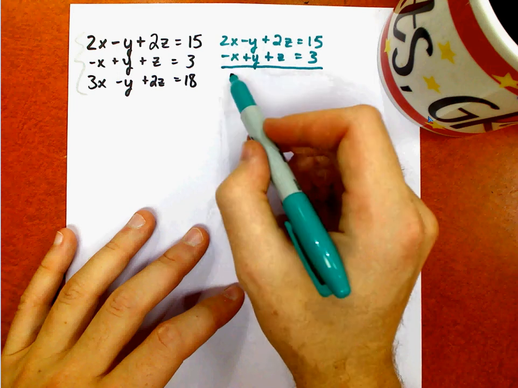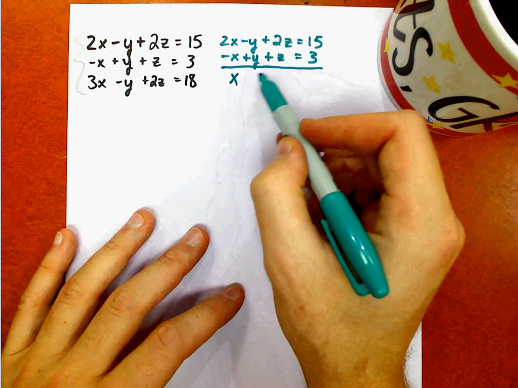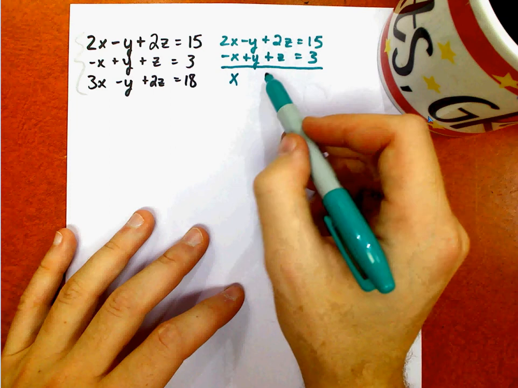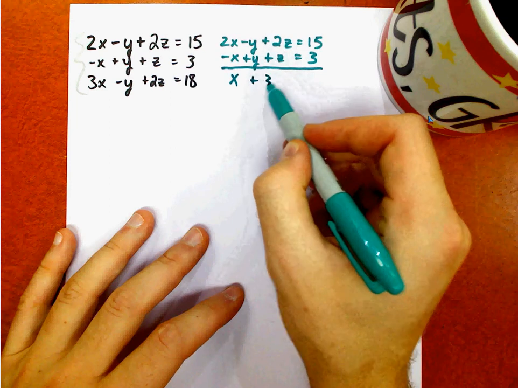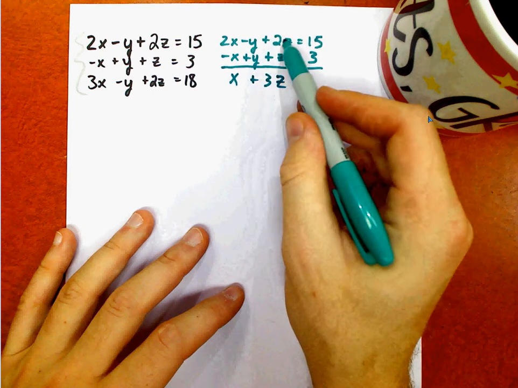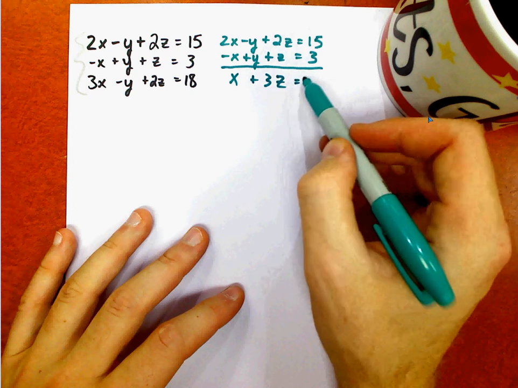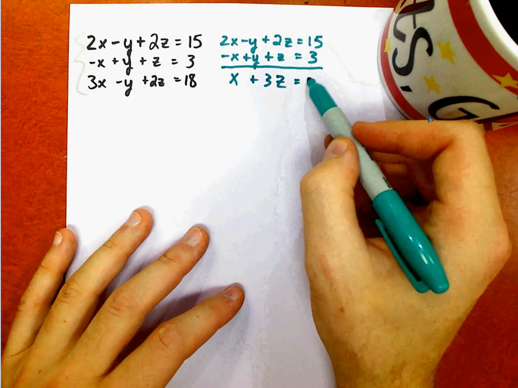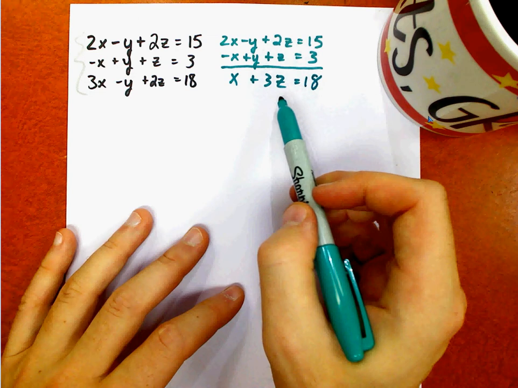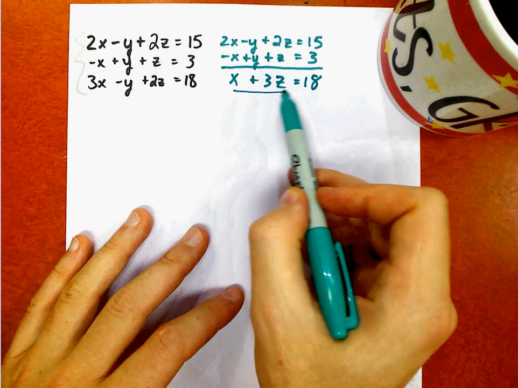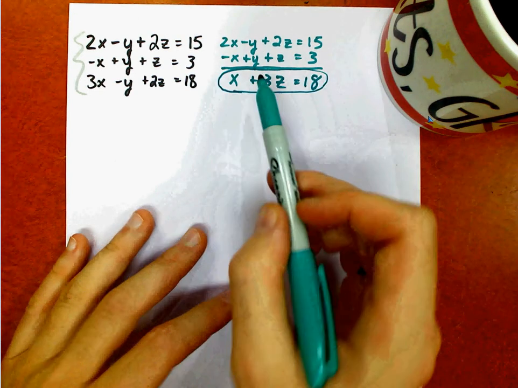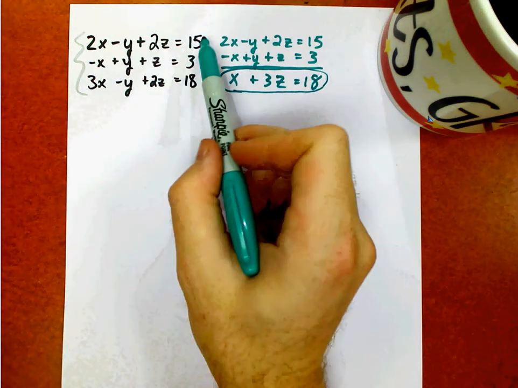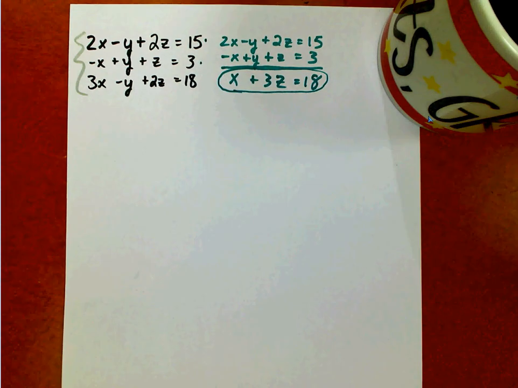And I've got x plus, well, the 0y, plus 3z. 2z and 1z is 3z, is equal to 18. Sweet. And I'm just going to leave that as is for a second. Remember that was the first 2 equations here. And I'm going to do the exact same process using 2 other equations.